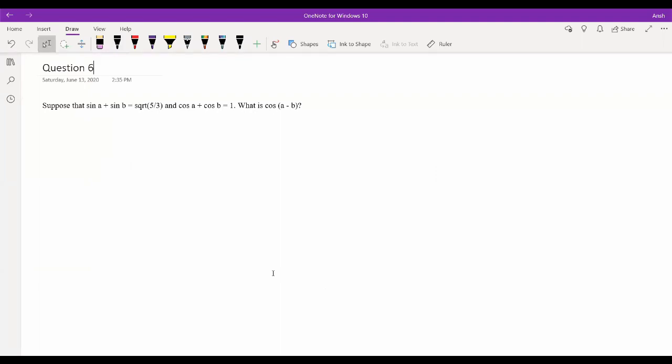So to start off, nothing is very obvious, but we can see that the sines and cosines are separate. So we could try adding both sides, but nothing exactly happens. But what if we instead square both sides first? We would get sine squared a plus 2 sine a sine b plus sine squared b equals 5/3. And if we did the other one, we'd get cos squared a plus 2 cos a cos b plus cos squared b equals 1.